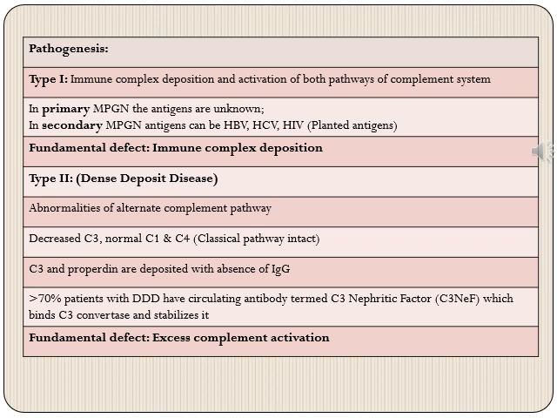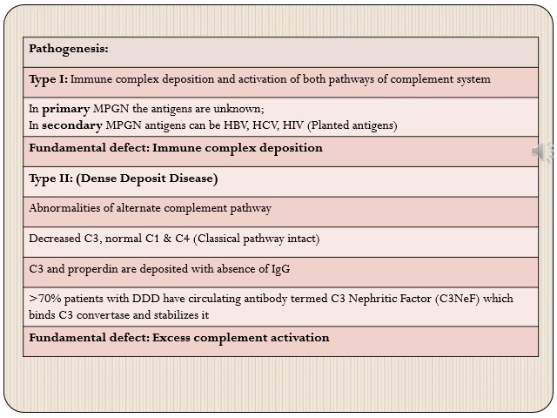So these two, as we had discussed earlier also, type 1 and secondary type of MPGN, will have similar morphology. Whereas primary type 2, or dense deposit disease, has a different pathogenetic mechanism. So let's discuss this. This is because of abnormalities of the alternate complement pathway. Here there is decreased C3 levels and normal C1 and C4, meaning the classical pathway of complement is intact.